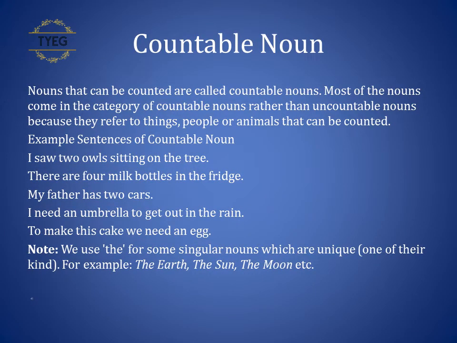Countable noun. Nouns that can be counted are called countable nouns. Most of the nouns come in the category of countable nouns rather than uncountable nouns because they refer to things, people, or animals that can be counted.